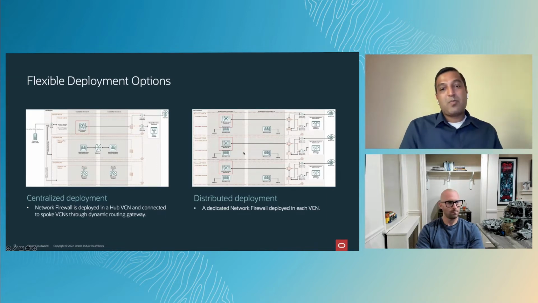In the distributed deployment model, you deploy a dedicated network firewall instance per VCN that only inspects the traffic destined to that specific VCN. You can also deploy a combination of these 2 models in an architecture for even more flexibility.